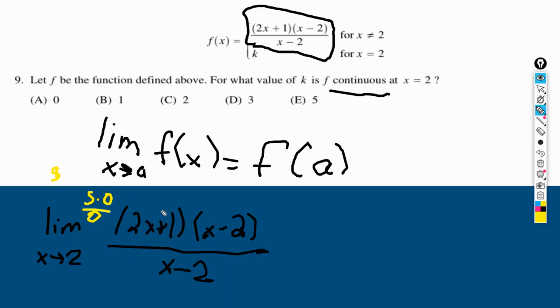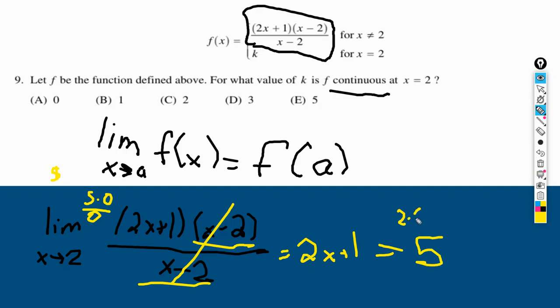Okay? So now we go here. We see what can we do to this? Well, x minus 2, same on the top and bottom. We can get rid of it. We're left with 2x plus 1. Now we can see what the limit as x to 2 of this is, which is 5. 2 times 2 is 4, plus 1 is 5. So in order for f to be continuous, this value must be 5. Because otherwise the limit as x to 2 of f of x does not equal f of 2.